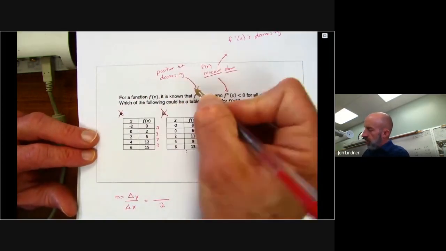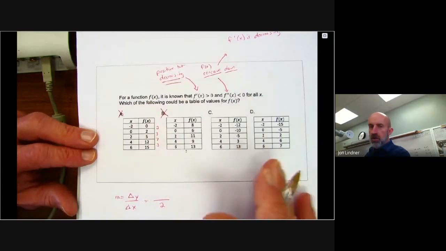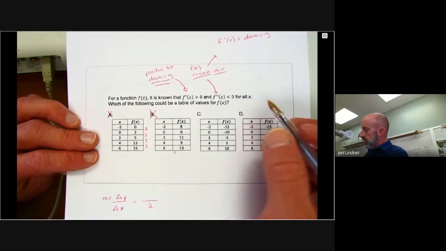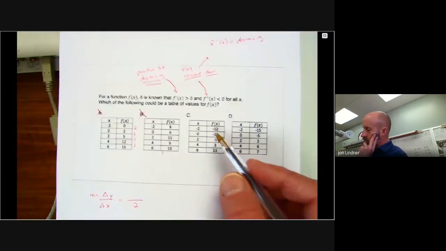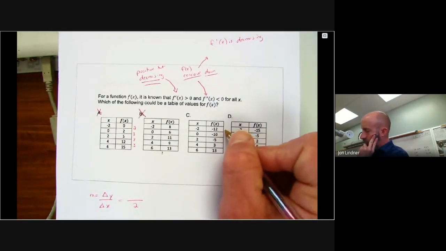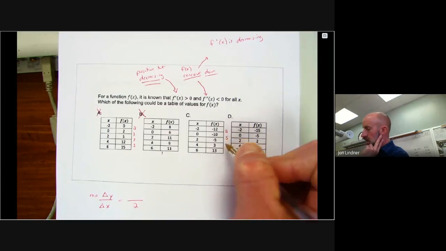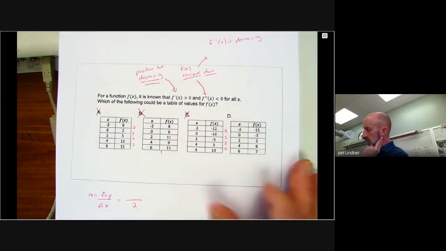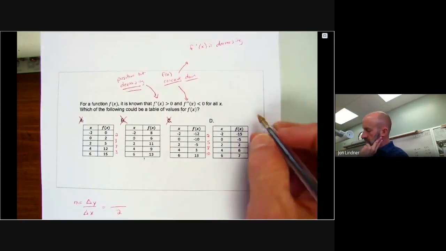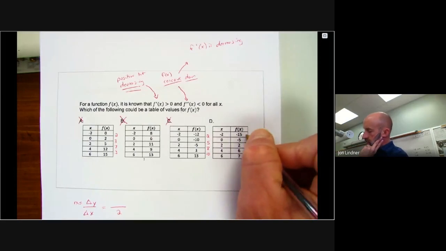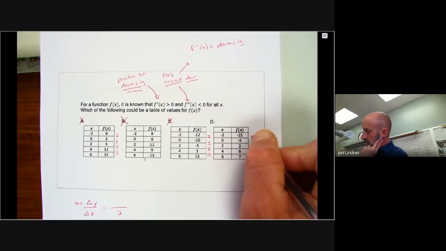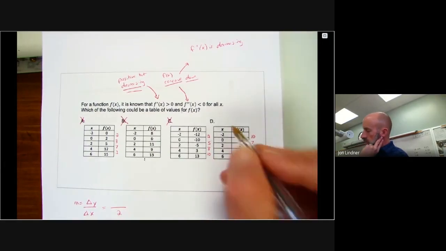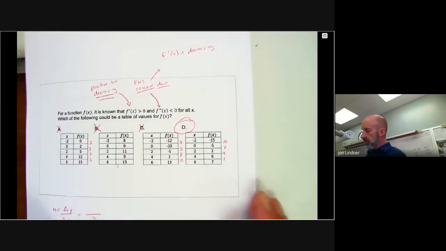Why? Because our slopes must be decreasing. Okay. Now, what's happening over here? Well, we're going up by 2, then we're going up by 5, then we're going up by 8, then we're going up by 10. It can't be C. All right. Let's take a look at D. Well, our values are going up by 10, then they're going up by 7, then by 4, then by 1. There we go. The choice is letter D.